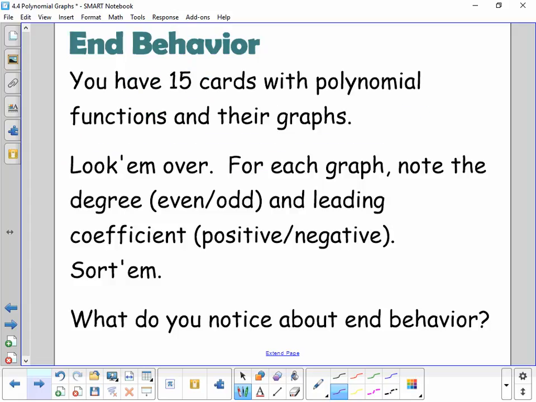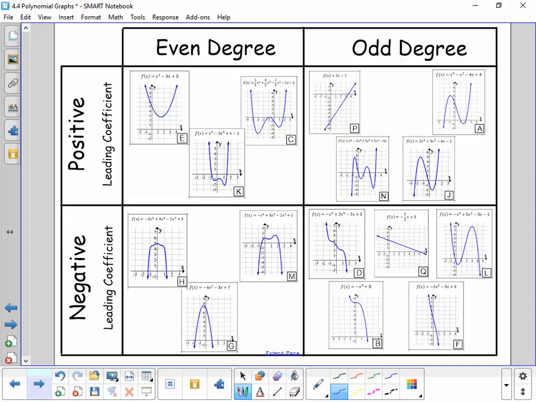So first of all, in class we did a sorting activity. You're not going to do that on the computer, but what we did was we sorted some cards into functions with even degrees and functions with odd degrees. And we sorted them whether they had a positive leading coefficient or a negative leading coefficient. If you sort them according to the function, you might notice that the graphs in each of those boxes have some things in common. For example, the even degree polynomials all have the two end behaviors the same.